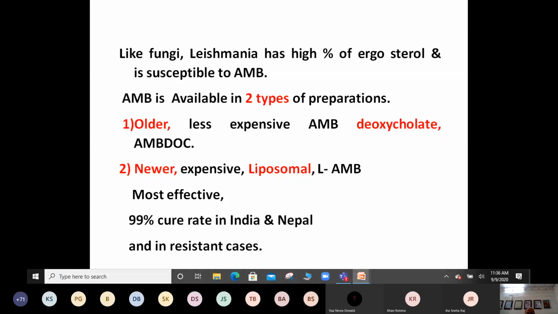A 99% cure rate is seen in India and Nepal because sodium stibogluconate is not effective; the organisms have got resistance. So you can use amphotericin B, where the cure rate is 99%. Not only in India and Nepal, wherever the cases are resistant to sodium stibogluconate, this drug is effective. Cure rate is 99%.